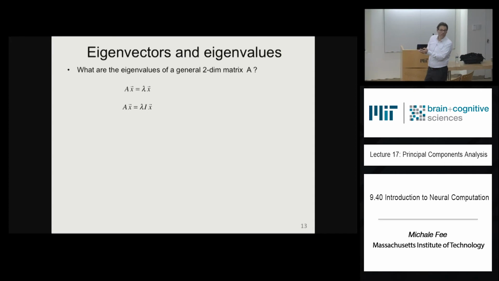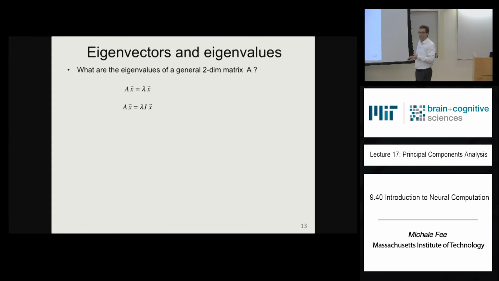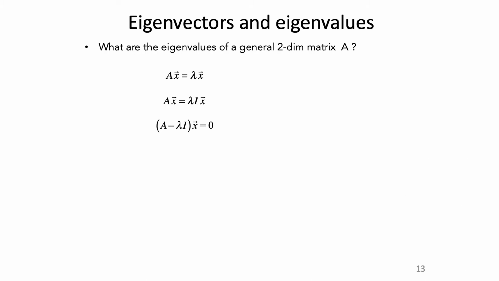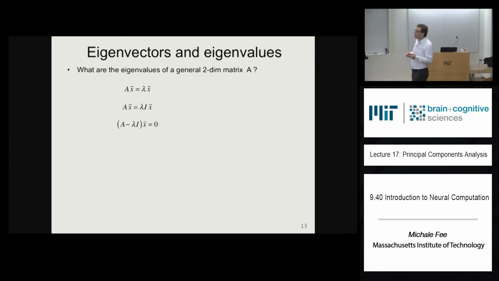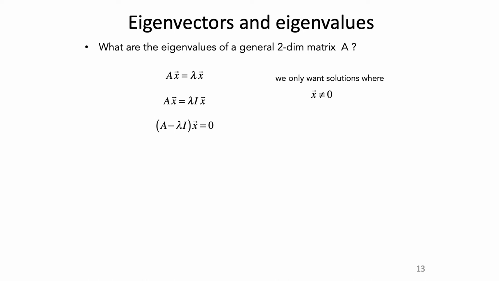It's just like, you know, if A equals B, then A equals 1 times B. We can subtract that from both sides, and we get (A minus lambda I) times x equals 0. So that is a different way of writing an eigenvalue equation. Now we're going to solve for lambdas that satisfy this equation, and we only want solutions where x is not equal to 0.